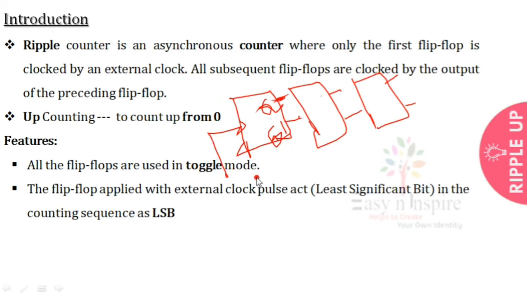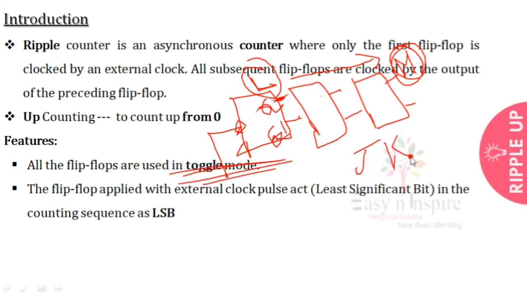So, the first flip-flop to which we are applying clock is going to produce the LSB. And like this we have to go, and the last flip-flop is going to produce the MSB. So this is a very, very important point. The flip-flop to which we are applying the external clock pulse produces the LSB bit, and the last one produces the MSB bit. And in ripple counters, we are considering the toggle mode of operation. So, we can consider JK flip-flop or T flip-flop to design ripple counters. These two are very, very important points.